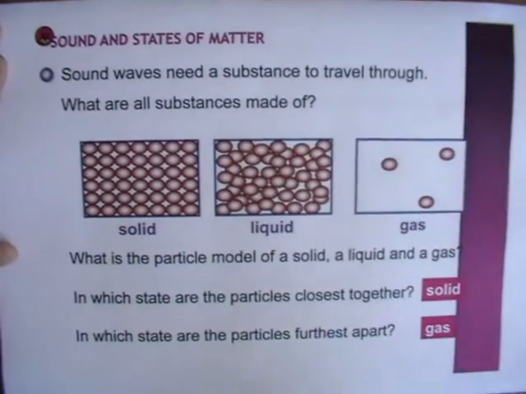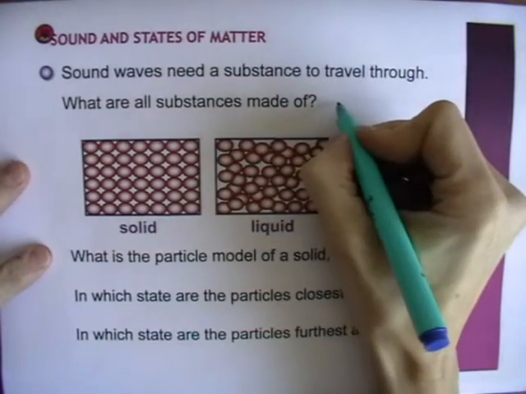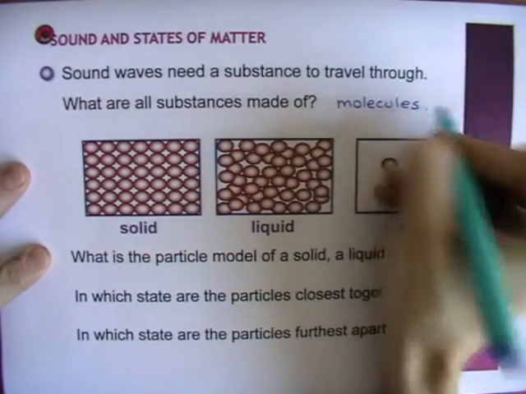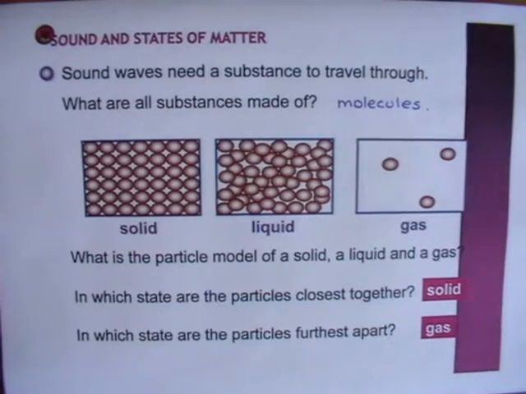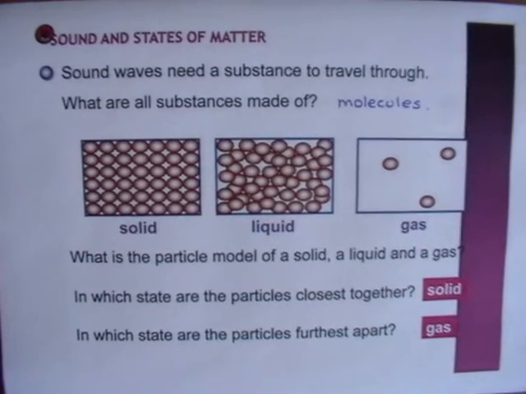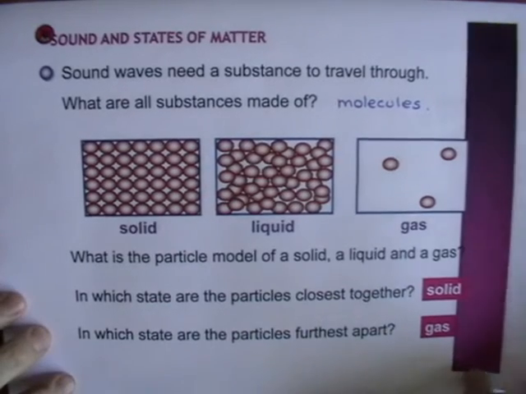So just a wee bit more about sounds and different states of matter. Sound waves need a substance to pass through. What are all substances made of? They're made up of atoms and molecules. What is a particle model of a solid, a liquid and a gas? A solid, liquid and a gas. So in a solid, the particles are closest together, and in a gas the particles are furthest apart.